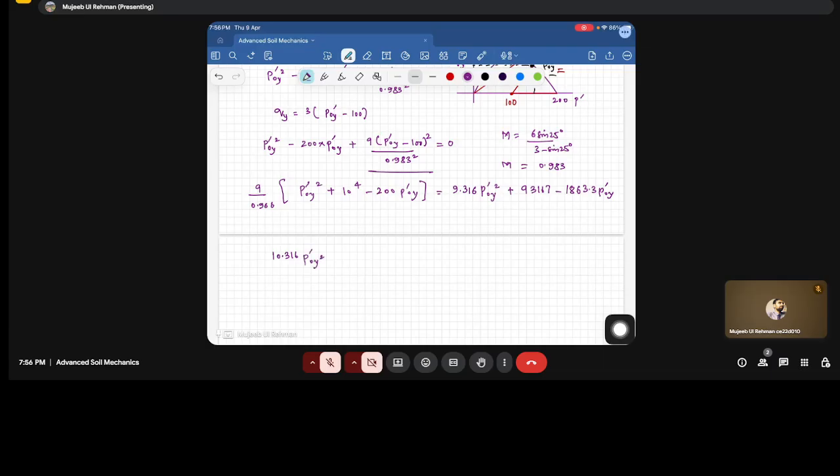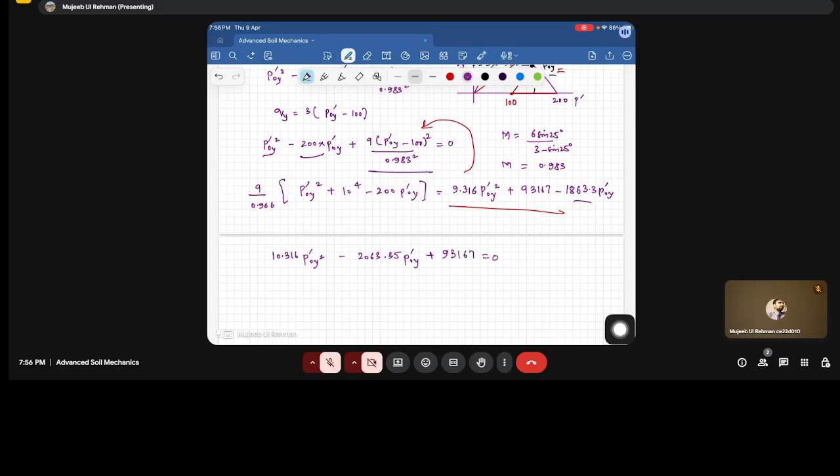So once we replace this here, this term and this term will add up. So 1863.3 plus 200. Both the terms are negative, so it will be minus 2063.35 P naught y plus this is the constant term 93167 is equal to 0.